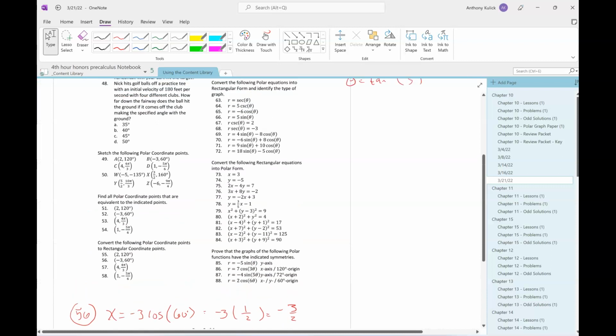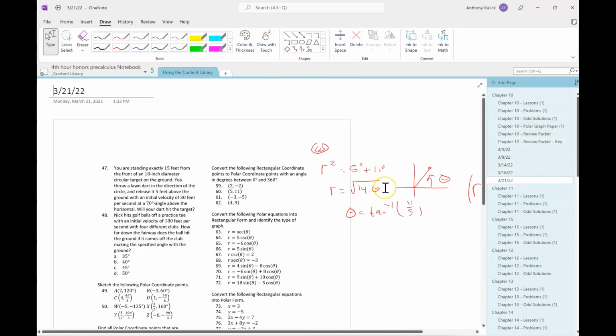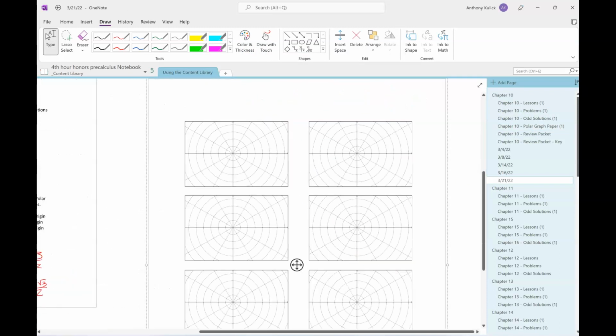50. Do you need to plot all the points? No, just Y and Z. Okay. Just tack that on there somewhere.